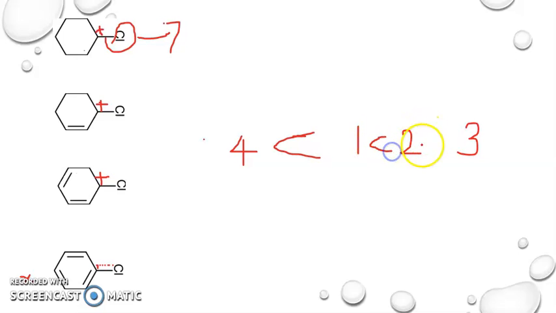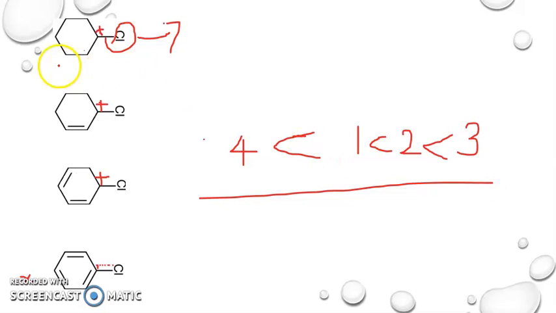So this is the way you have to write. The fourth compound is less reactive than the first compound. The first compound is less reactive than the second compound, and the second compound is less reactive than the third compound. So the third compound has the most reactivity. The third compound is more reactive than the second compound. The second compound is more reactive than the first compound. The fourth compound, this vinyl chloride, is not stable, so it has the least reactivity. So this is the order of reactivity of the given compounds.